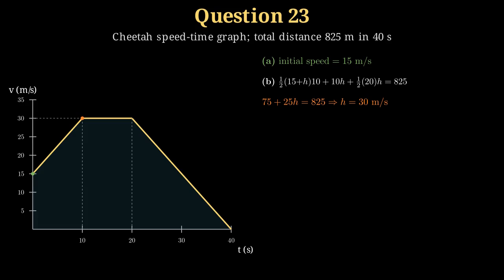Part B. The maximum speed, call it h. The total area equals the distance, 825. Adding the trapezium, rectangle and triangle areas gives 75 plus 25h equals 825. So 25h is 750, and h is 30 meters per second.